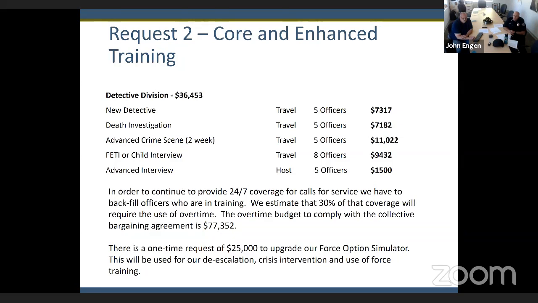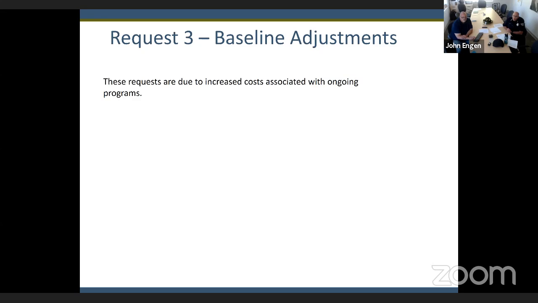The beautiful part about a force option simulator is that if we are having a routine training day, we can put an officer in that training environment and they can go through a half hour, 1 hour of something as part of their normal training day. So it is something that allows us to solidify, verify, and keep officers current and refreshed in all of those critical training components of de-escalation, crisis intervention, and use of force. So Chief, before I ask you to pause for a question from Councilwoman Harp.